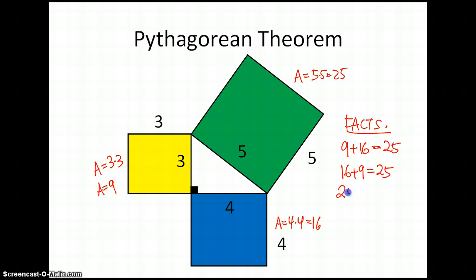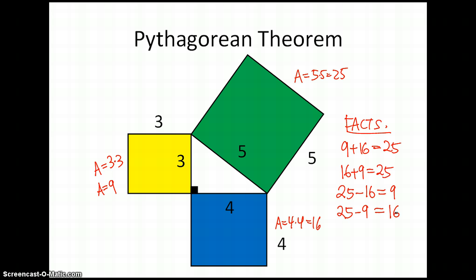We could also say that the larger one, 25, minus the medium one is equal to the smaller one. So 25 minus 16 equals 9. Or even the larger one minus 9, the smaller, is equal to the medium size, which is 16. All of these facts happen to be true.